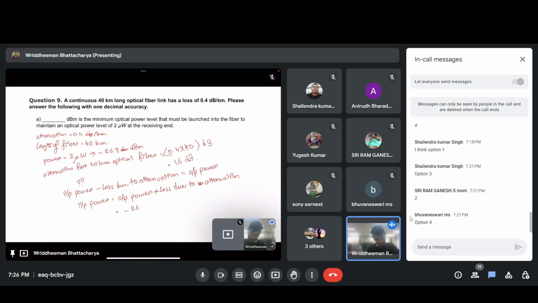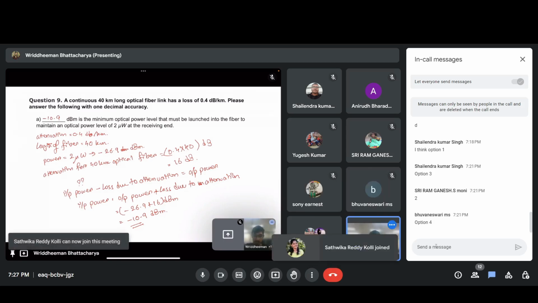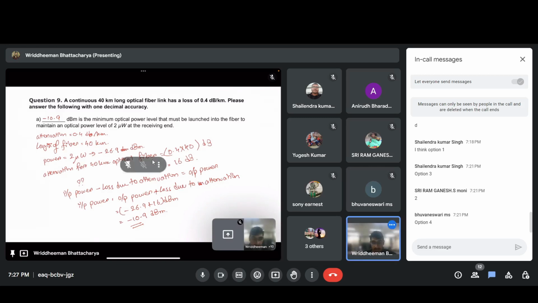The answer which I am getting is minus 10.9. Have you also got this one? Kindly follow the steps as the next question is also following a similar pattern, so the next one you will be able to solve it individually.